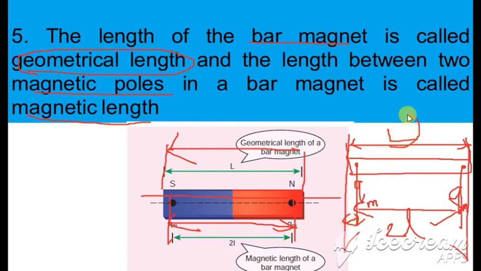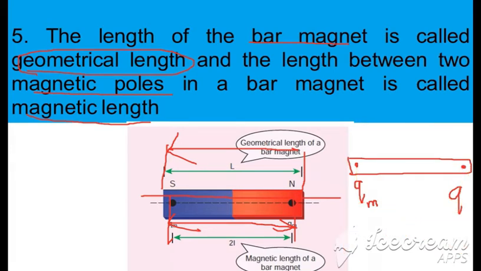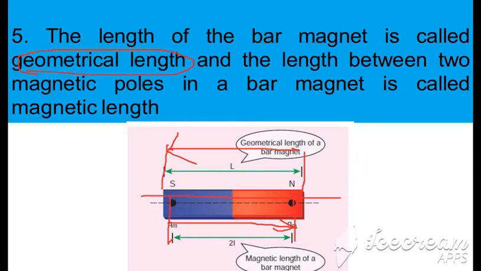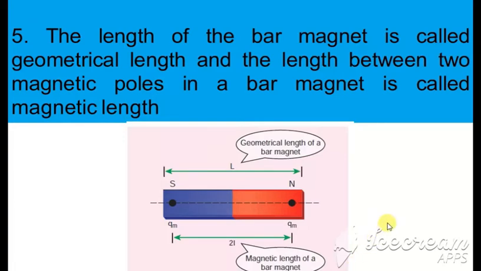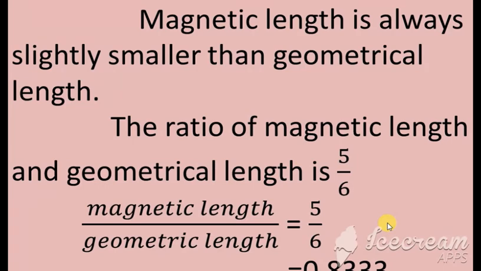எப்பவுமே எப்படி இருக்கு, இந்த geometric length it is always greater than the magnetic length அப்படின்னு சொல்லாங்களா? Okay, so that is what will be written in the next one, that is the geometric length is always greater than the magnetic length. Okay, so we'll just see with that. Next point is magnetic length is always smaller than the geometric length. So if you consider the ratio of that, that is given by 5 by 6, just an approximate value. If you divide that, you will get 0.833. Okay, so this is just about the properties of magnet.